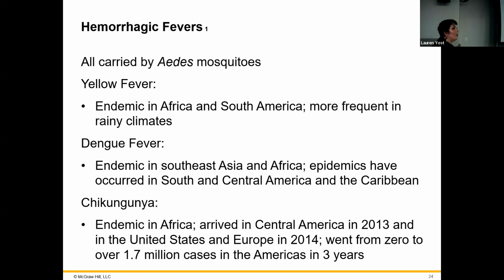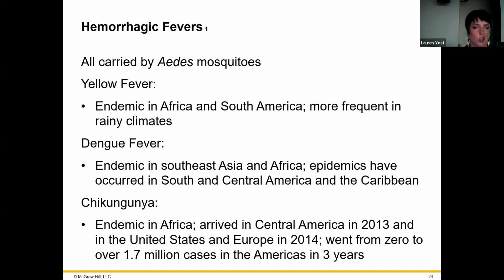Then we have chikungunya, which sounds like a crazy name. It was endemic in Africa and Central America. And in 2013, it moved into the United States. This is something that is endemic to the United States. So we see it primarily in the southern portions of the US. So Texas and Florida are more commonly where you'll see cases of chikungunya. And we don't see it coming out a lot, but it is in our mosquito population.